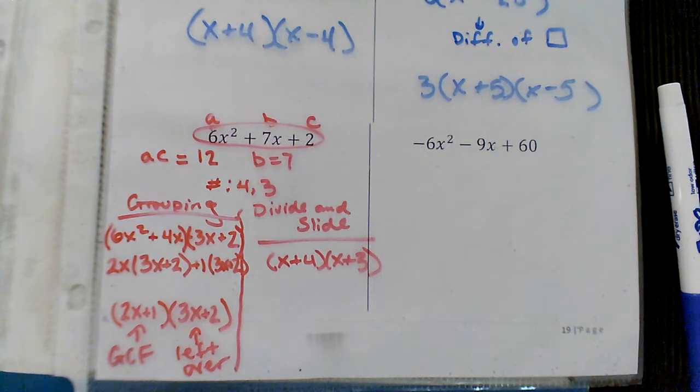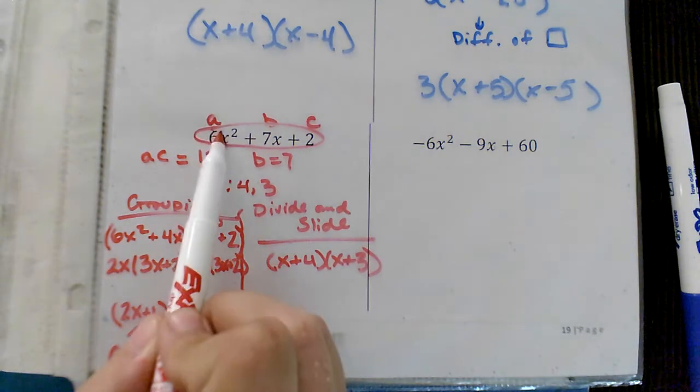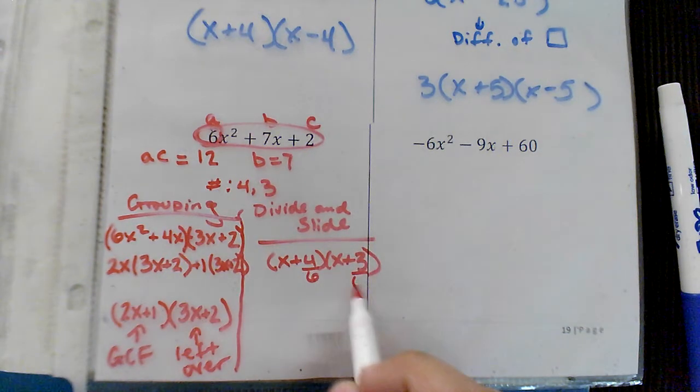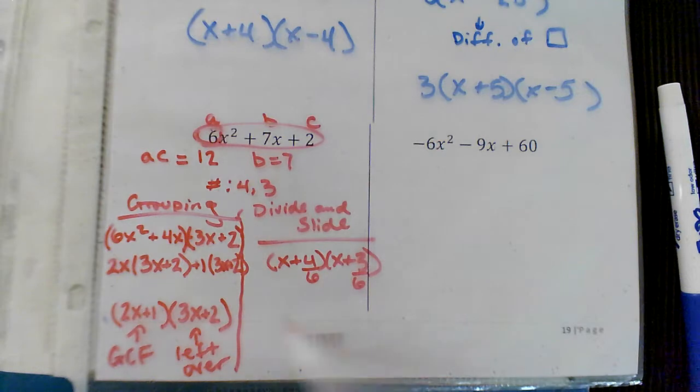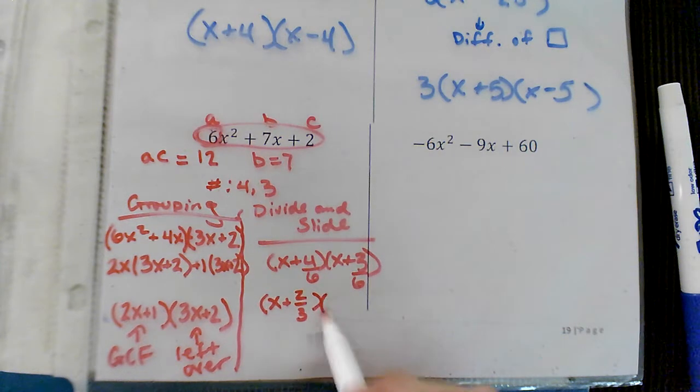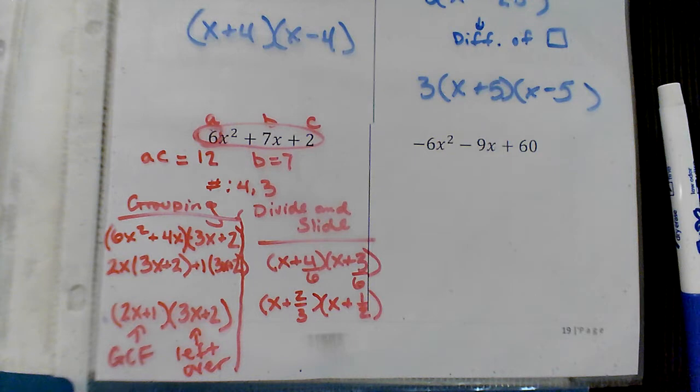This is why it's called divide and slide. Okay, this a value, in this case 6, we will divide by those special numbers that we found. 4 divided by 6 simplifies to 2 over 3, and 3 over 6 simplifies to 1/2. Okay, that's the divide part. Here's the slide part. If you're left with a fraction, I want you to take the denominator and slide it as a coefficient in front of the x. That's so much easier.